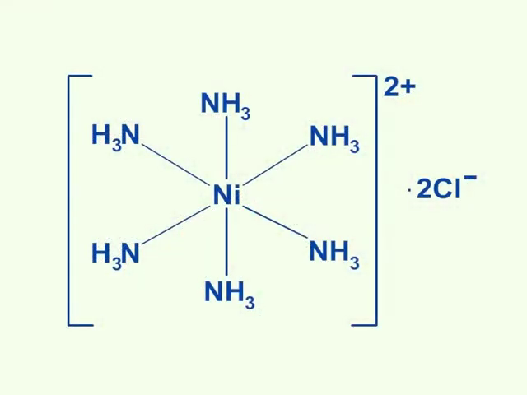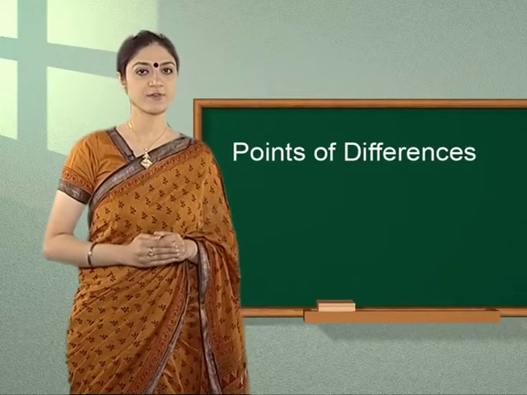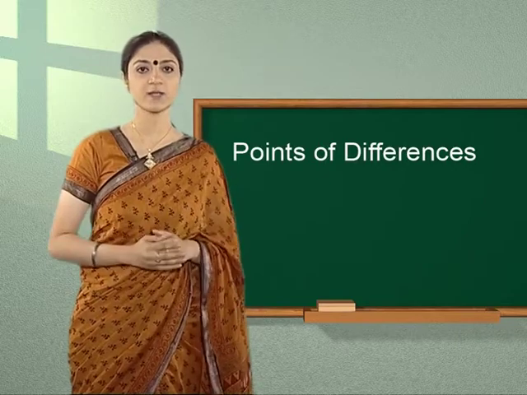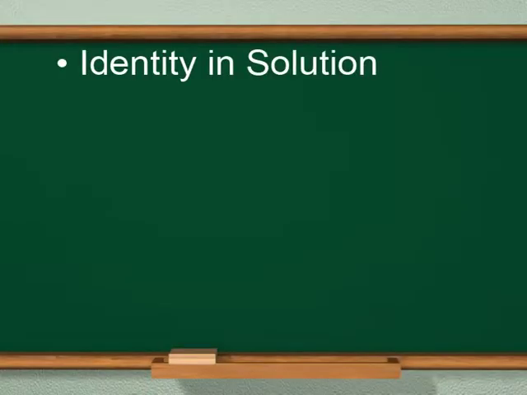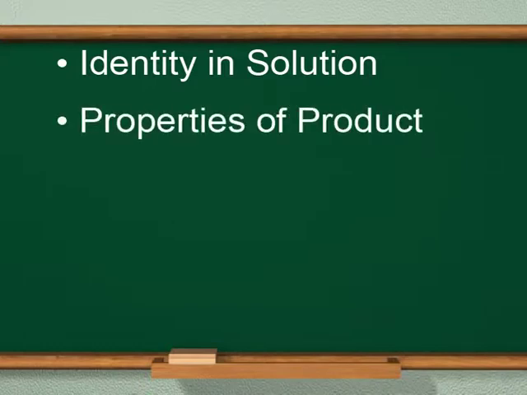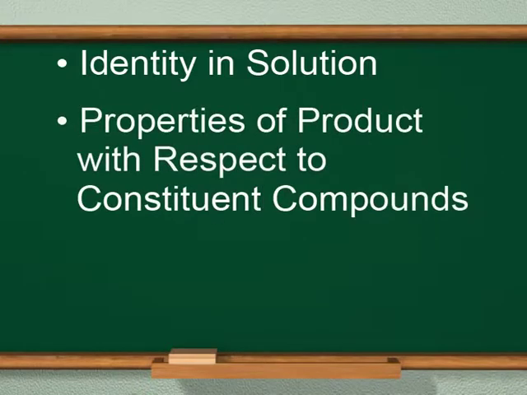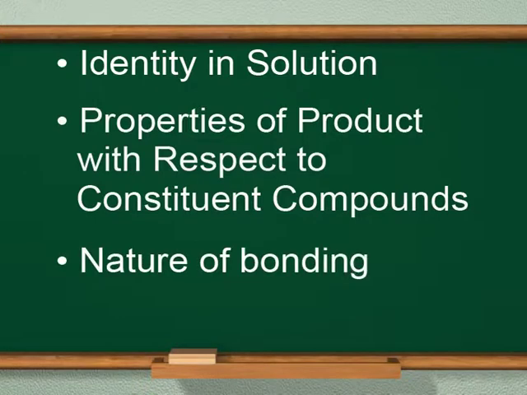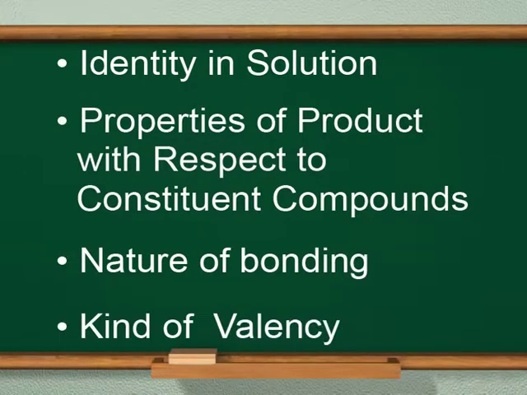Further, a metal atom exhibits primary valency in the formation of its double salt, but exhibits its secondary valency in the formation of its complex ions. Thus, points of differences can be based on the following: identity in solution, properties of product with respect to constituent compounds, nature of bonding, kind of valency.